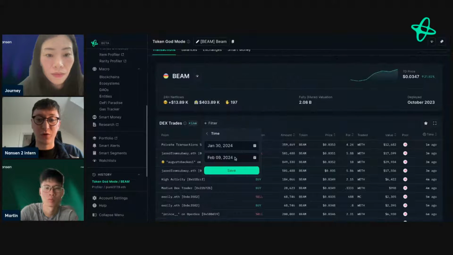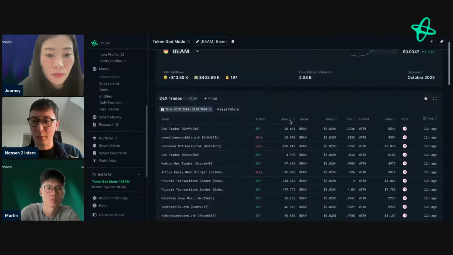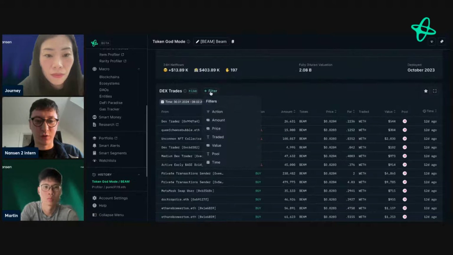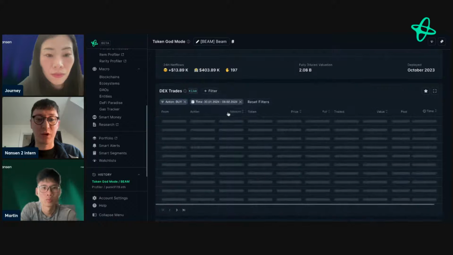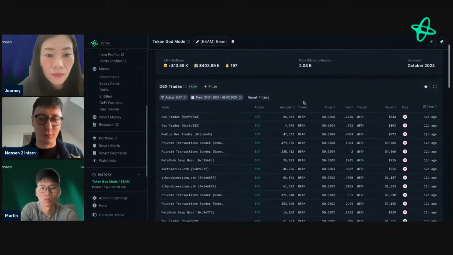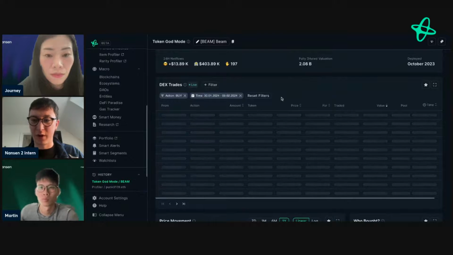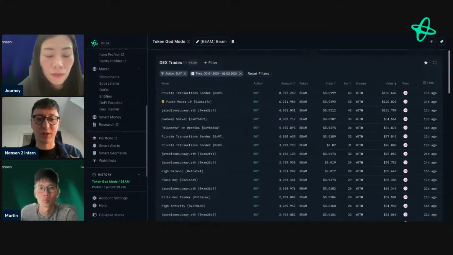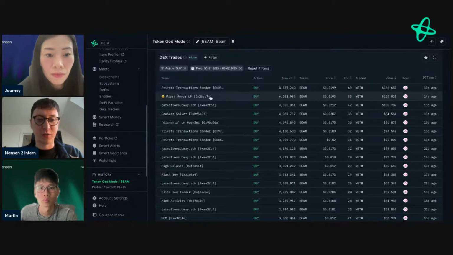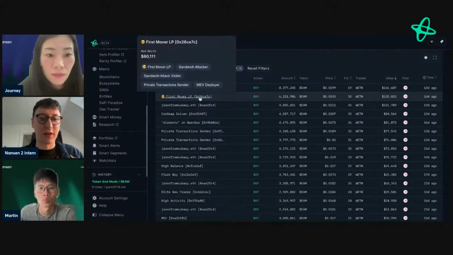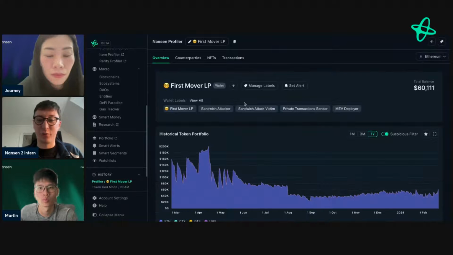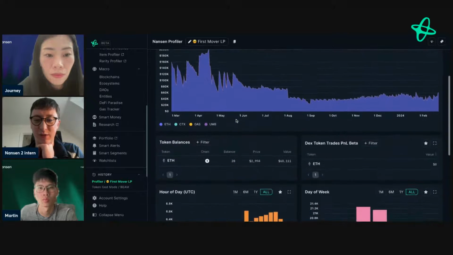So we look at the move, and then we also filter for the action, and we only want to look at buys. We're not interested in sellers. The movement was the buy, and we're going to filter for value here. This is where you can find some really interesting addresses. Already one of the first addresses we see is a first mover LP who got in early and is a smart money address. So we can find something interesting here potentially.